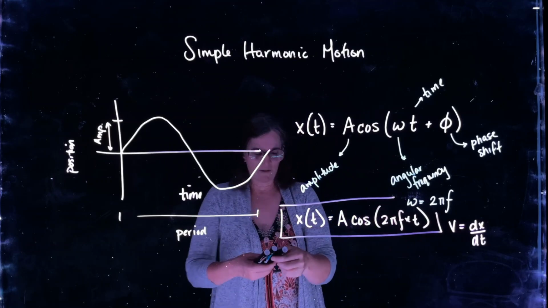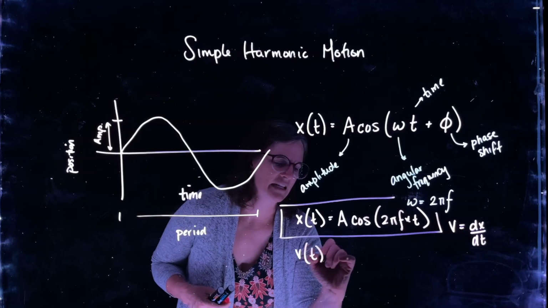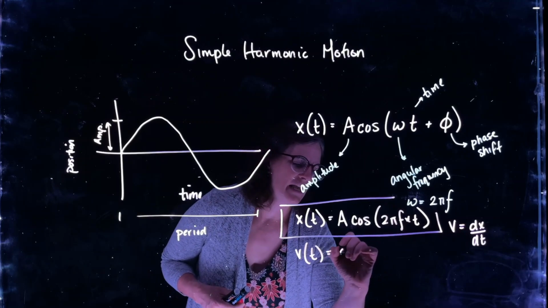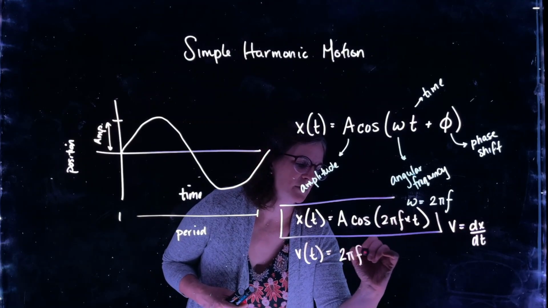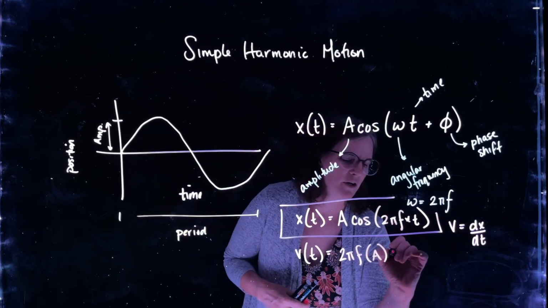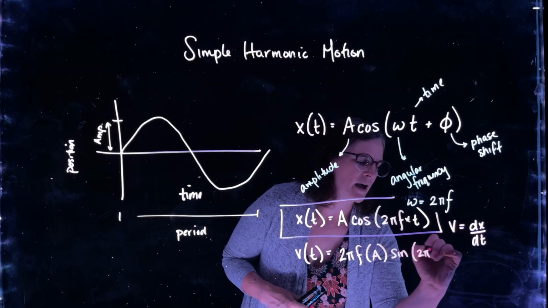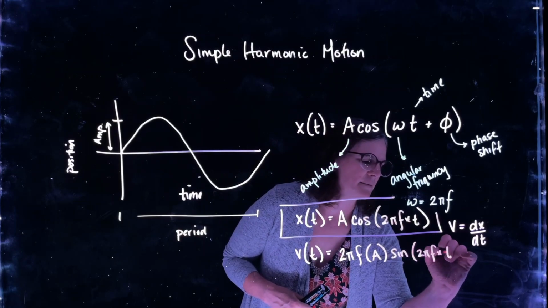When we do that, especially with velocity, we find that our velocity as a function of time is negative 2 pi times the frequency times the amplitude. And if we take the derivative, of course, of a cosine, we end up with that sine of 2 pi f times t.